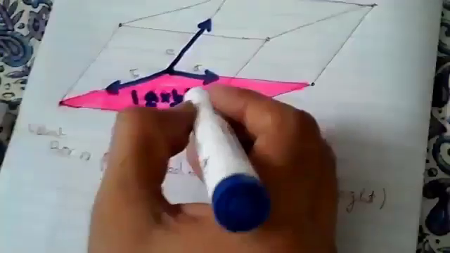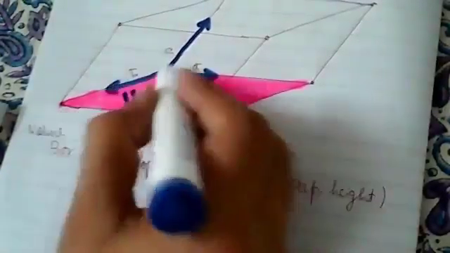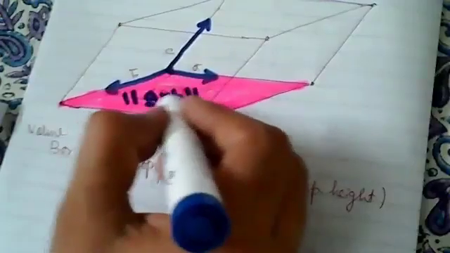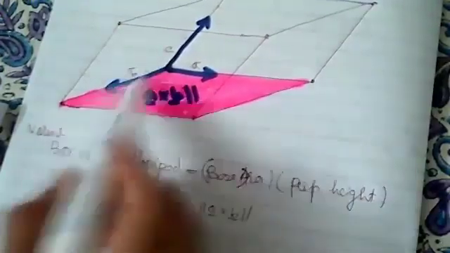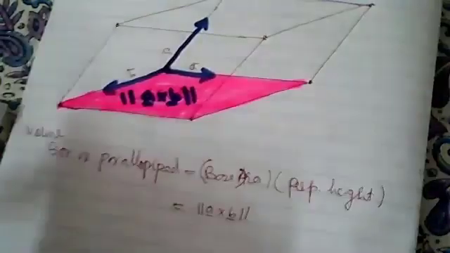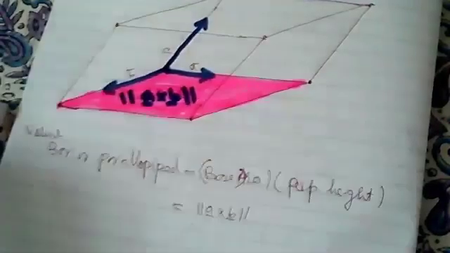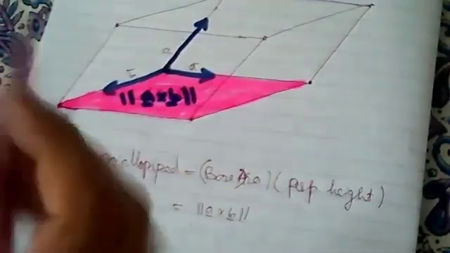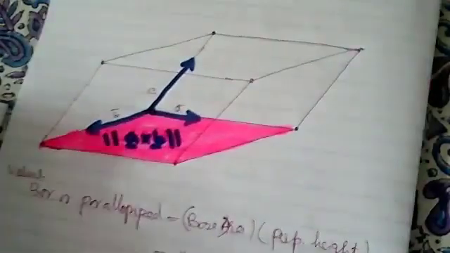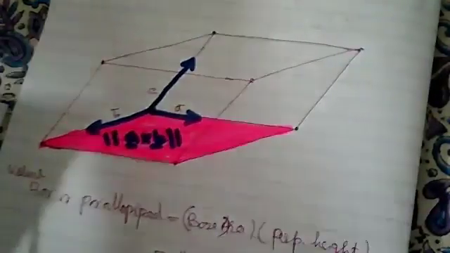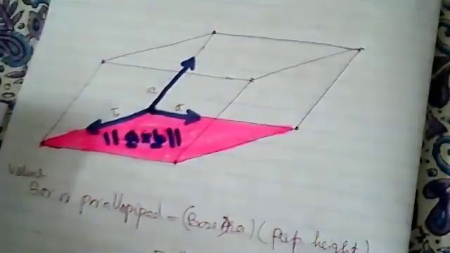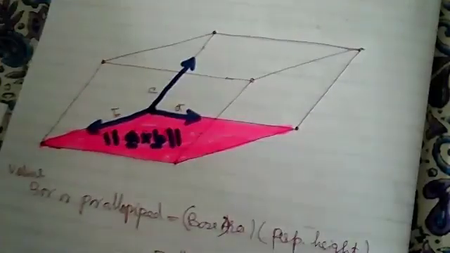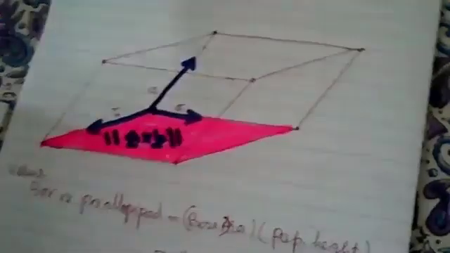So this is the base. B and A are the adjacent sides. When you take the cross product and magnitude, this will be the area of this parallelogram, by using the geometrical interpretation of the cross product. Now the problem is with the perpendicular. Now the question arises: how will we find the perpendicular height?